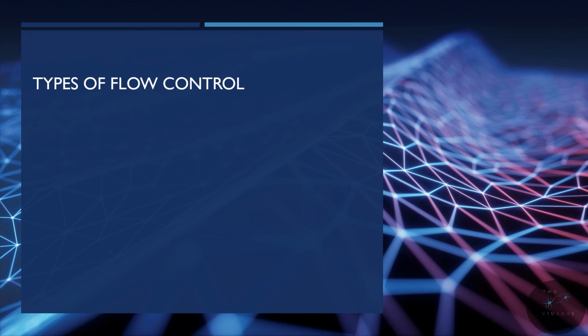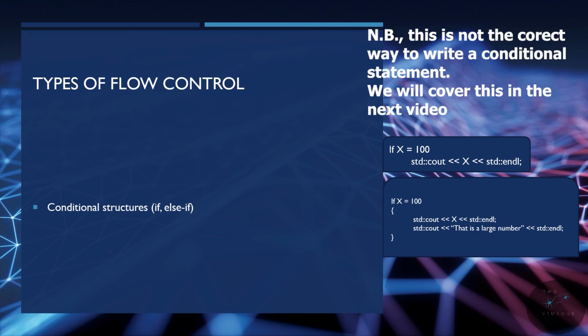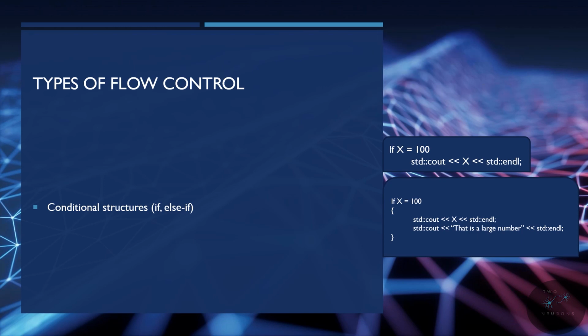So first we have the conditional structure, the if-else-if statement. On the right, you can see we have an example of a simple statement. So if x is equal to 100, then display the value of x. Now, with a simple statement like that, you don't need brackets. It is good practice, however, to still use brackets. The next one, if x equals 100, so same condition, then we output the value of x. We go down a line and output that is a large number. And you notice these statements are in brackets. That's because that's a compound statement related to the condition above it. And we'll talk more about this in the next video.